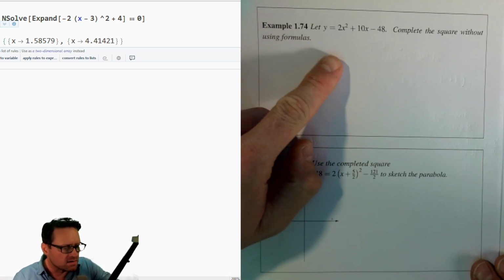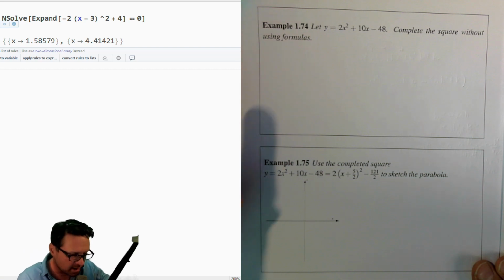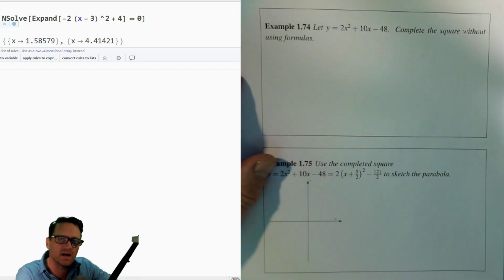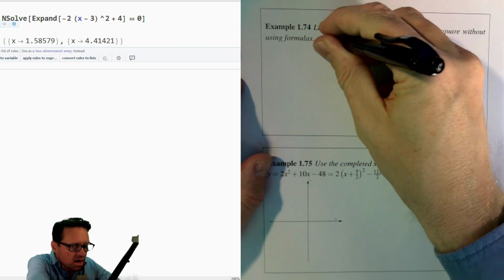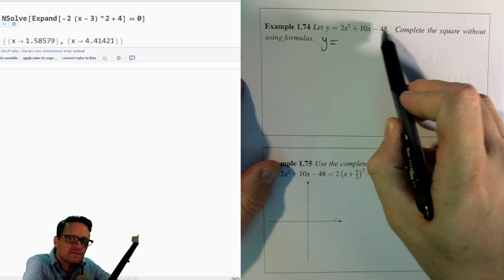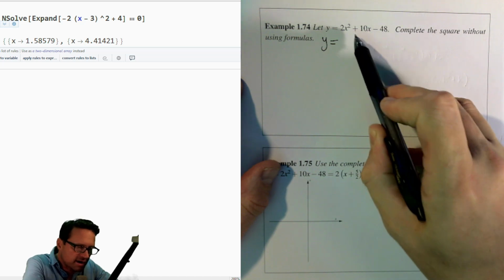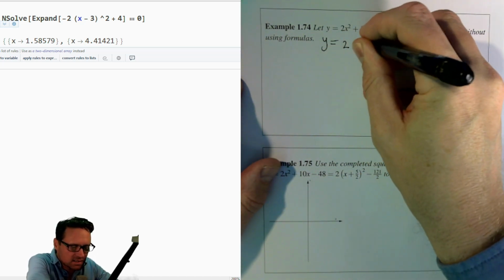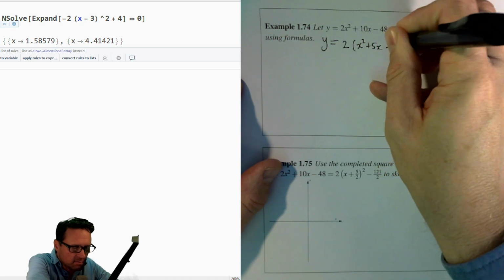Now we've got the same equation. Yep, the same equation there. So complete the square without using formulas. Okay, so I'll show you what I normally do here. So I'll write y equals, and I'll first factorize the leading coefficient out of everything. And it might leave fractions when I do that, but in this case it doesn't. So 2 in brackets x squared plus 5x minus 24.